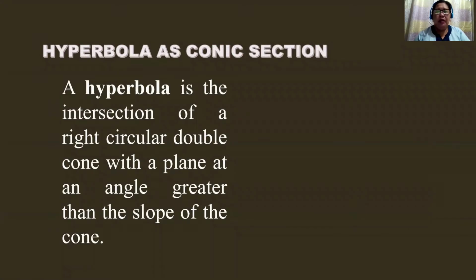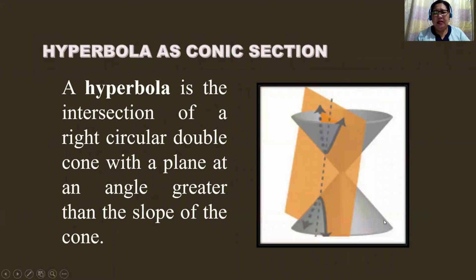A hyperbola is the intersection of a right circular double cone with a plane at an angle greater than the slope of the cone. This is the illustration of a right circular double cone with a plane intersecting at an angle greater than the slope of the cone. And the intersection is what we call the hyperbola.